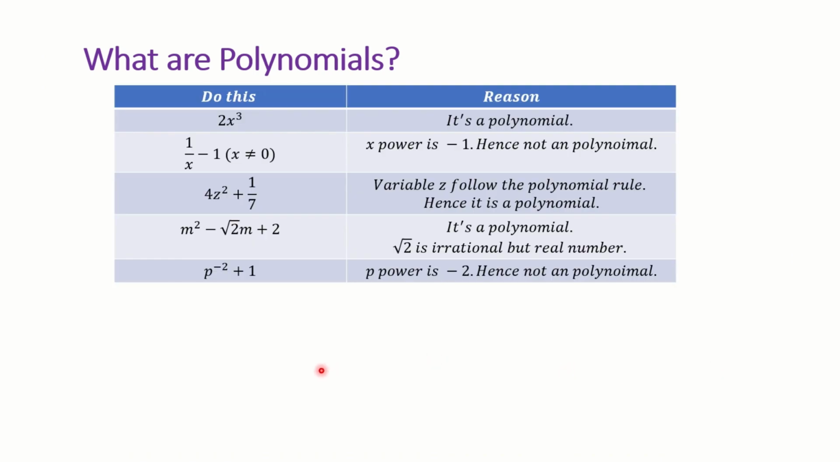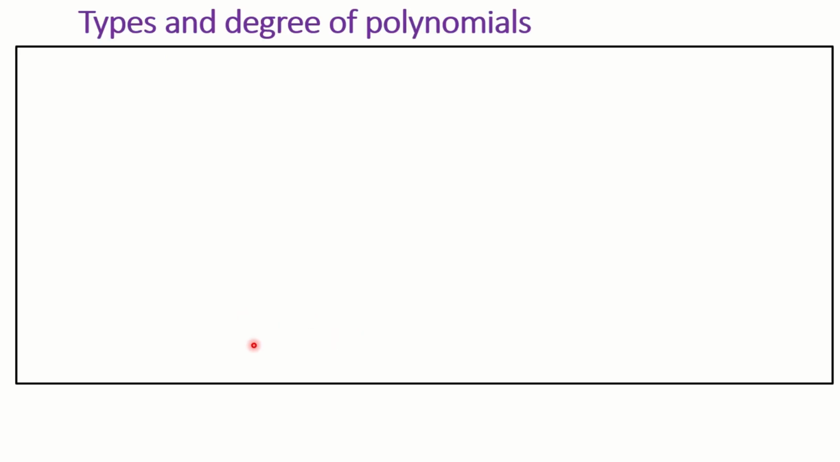Okay, just the exercise from the book. 2x cube is a polynomial, 1 by x is not a polynomial. This is a polynomial. m square minus square root of 2: m is not under the square root, so it's a polynomial. p to the power of minus 2 is 1 by p square, which is not a polynomial. Okay, next.